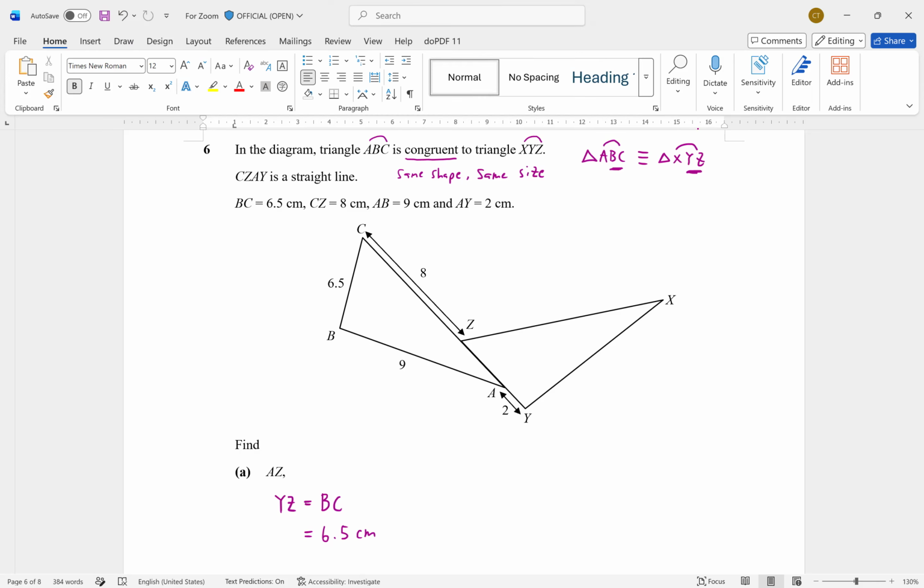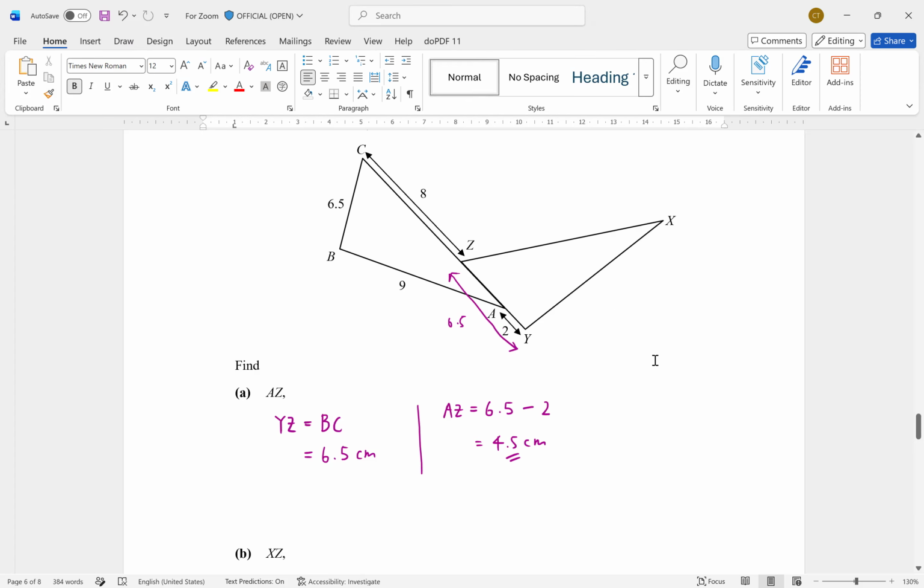So this will allow us to find AZ. The whole thing is 6.5 here to here, minus 2, so that will give us AZ as 4.5 cm. This is how we make use of the congruency statement, and then after that, look at the diagram to help us find the length of sides. Okay, so let's look at part B.